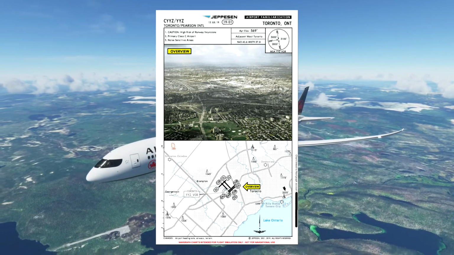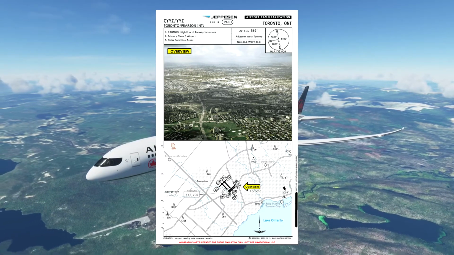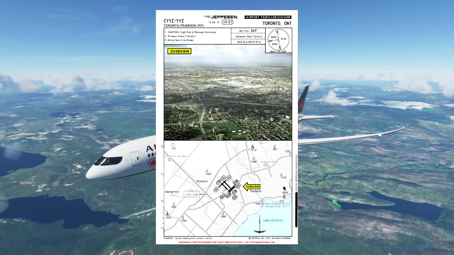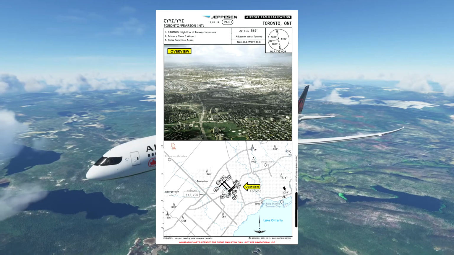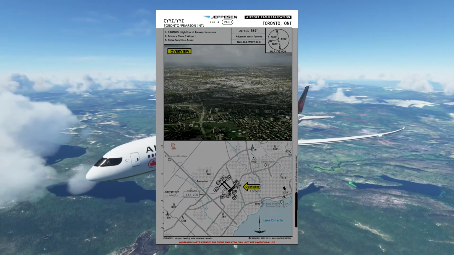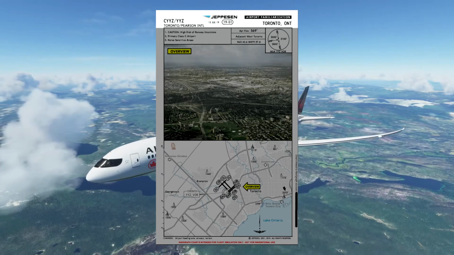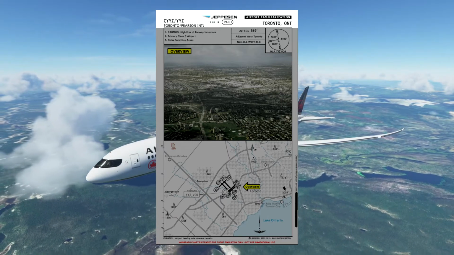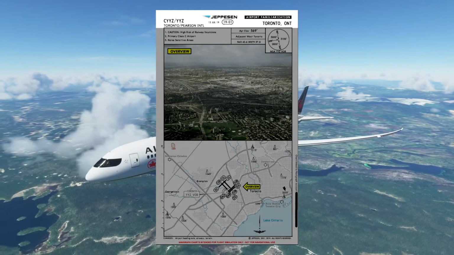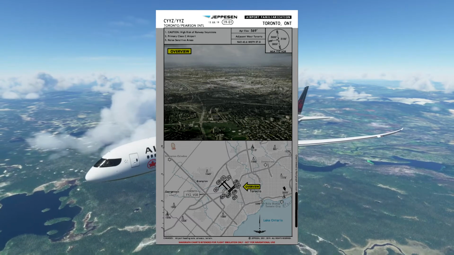So on the first page here, you can see we've got kind of a map and photos of the airport, and we'll take a quick look at what the information contained here is. So at the top, as per usual, it gives the airport identifier, the airport name, the chart number, the date of the chart, and you can see it says airport familiarization. This is to give you a little bit of an idea of where we're headed.